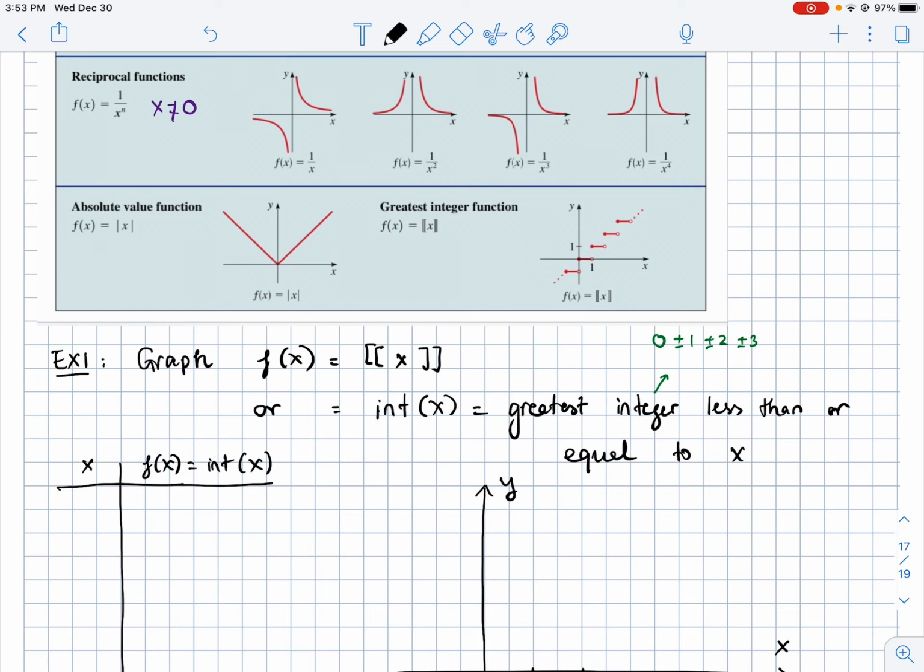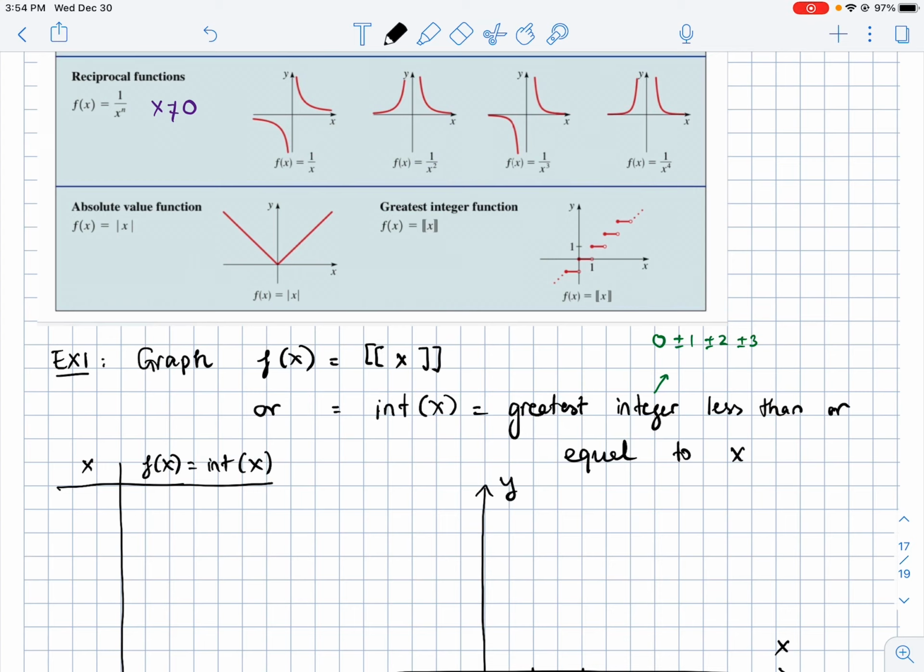Example number 1. Graph f of x equal the integer of x. In some books, they use the two brackets. In our books, they use int to represent the integer. The definition of this is the greatest integer less than or equal to x.